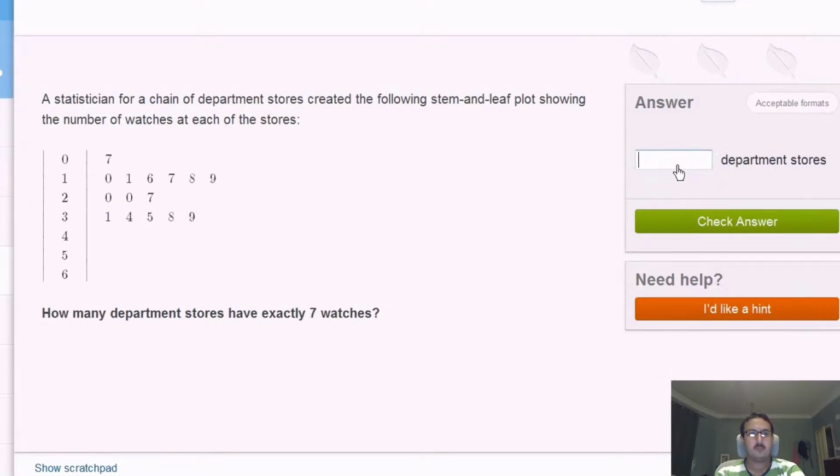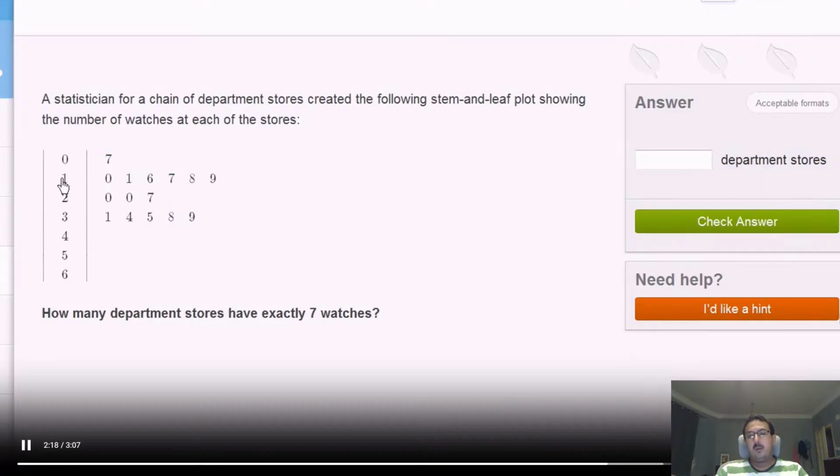Let's try it on another one. A statistician for a chain of department stores created the following stem and leaf plot showing the number of watches at each of the stores. How many department stores have exactly 7 watches? Well, that's only this one right over here. 0, 7 watches. This one and that one are not 7. This is representing 17 because it's in the row with 1 at the beginning. This right over here, there's only one.